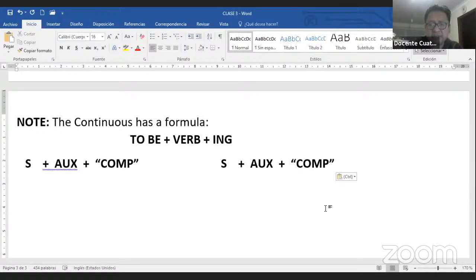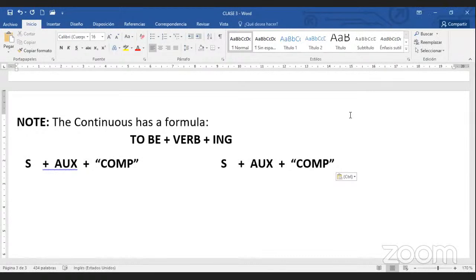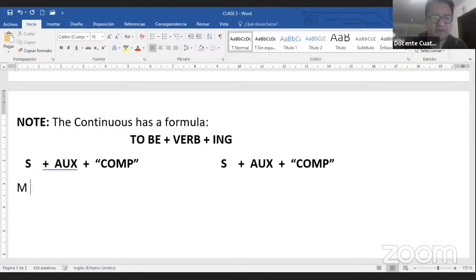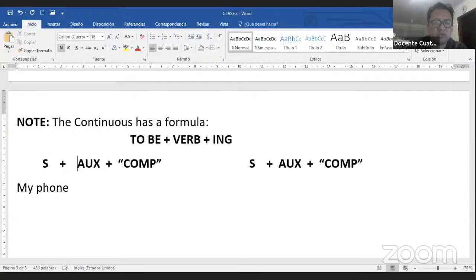So now let's take some examples. Gabby, give me a subject. Do you want a pronoun? Do you want a person? Do you want a name? What do you want? As a subject, my cell phone. My phone. Okay, my phone. Very good. That's the subject. We are in the present tense for the moment, present continuous.